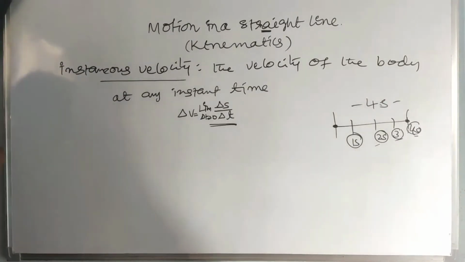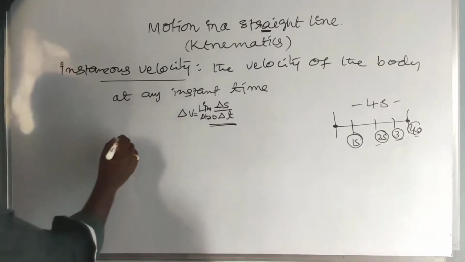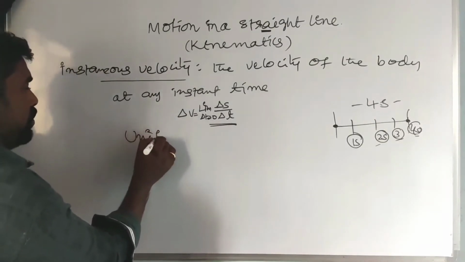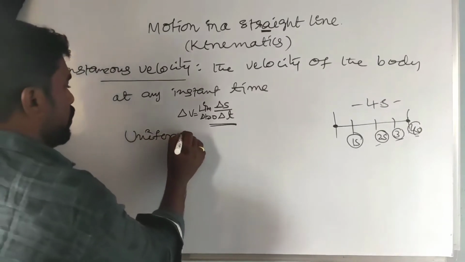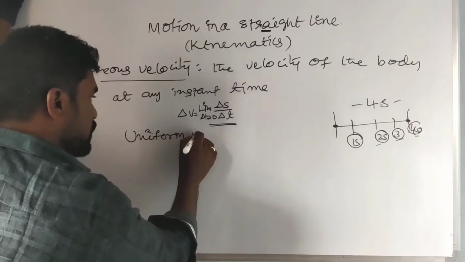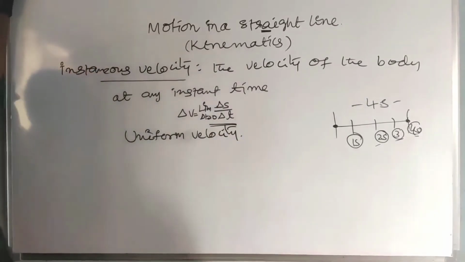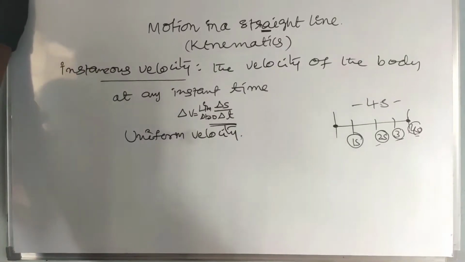Instantaneous velocity and velocity of the body are equal in the uniform motion of the body, uniform velocity. If a body moves with uniform speed or uniform velocity, then the instantaneous velocity and the average velocity of the body are both equal.